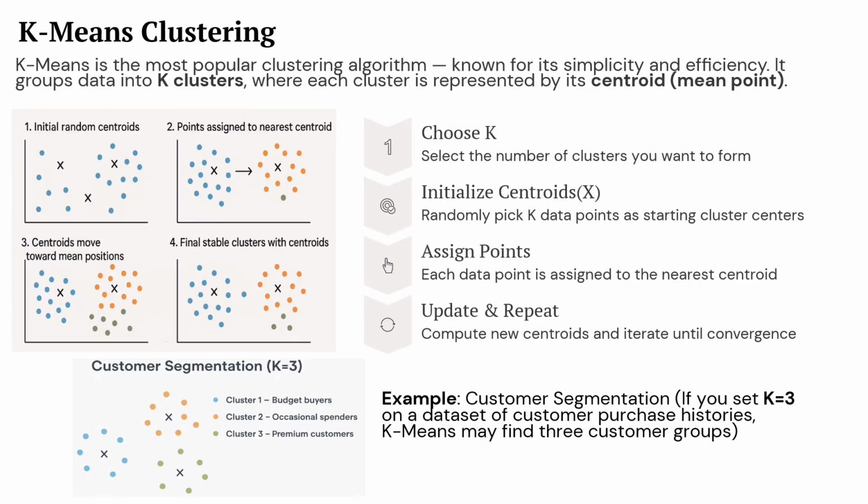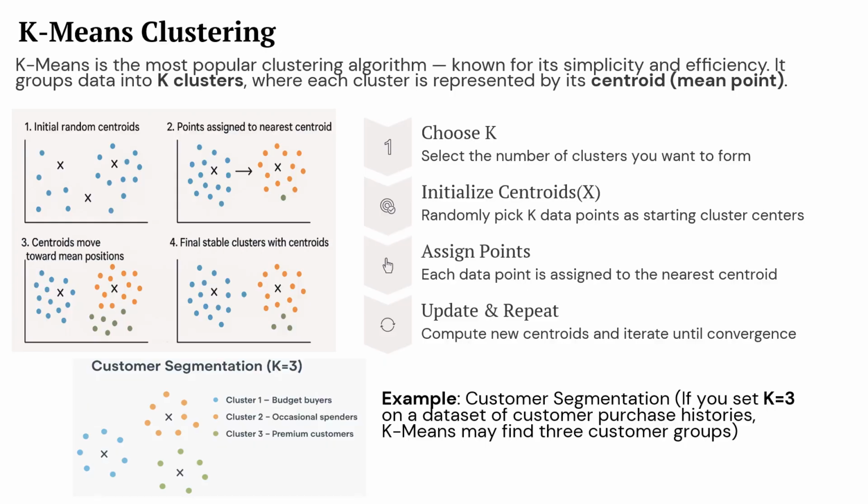K-means is one of the simplest and most powerful clustering algorithms in machine learning. It groups data into K clusters, where each cluster is represented by its centroid or mean point. Here is how it works. Step 1. Choose how many clusters you want. That is called K. Step 2. Randomly initialize centroids. Step 3. Assign every data point to its nearest centroid. Step 4. Update those centroids and repeat until the clusters stop moving. What is the result? It is stable and well separated clusters.